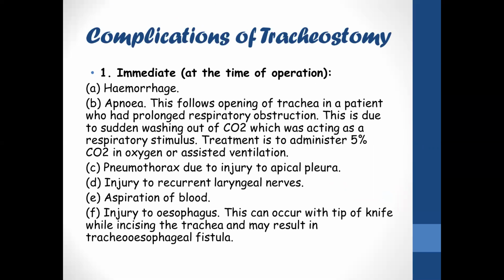So immediate complications include hemorrhage, and apnea, which follows opening of the trachea in a patient who had prolonged respiratory obstruction. Why this occurs is due to sudden washing out of CO2, which is acting as a respiratory stimulus. How you treat this is to administer 5% CO2 in oxygen or assisted ventilation. Then pneumothorax due to injury to apical pleura, D. injury to recurrent laryngeal nerves, E. aspiration of blood, F. injury to the esophagus. This can occur with the tip of the knife while incising the trachea and may result in tracheoesophageal fistula.